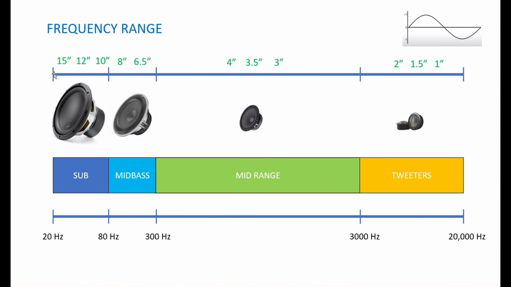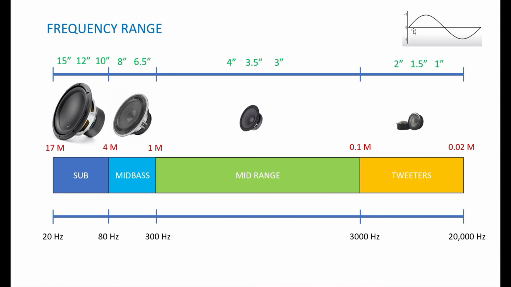But if I overlay the speaker sizes across this frequency chart, you'll notice that at the high frequencies we use very small speakers, 1 inch, 2 inch, and down at the very low end we use very large speakers, 10, 12 or 15 inch subwoofers, right? But why is that? The answer is because different frequencies have different wavelengths.